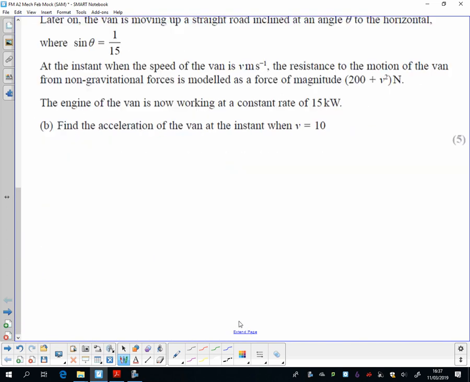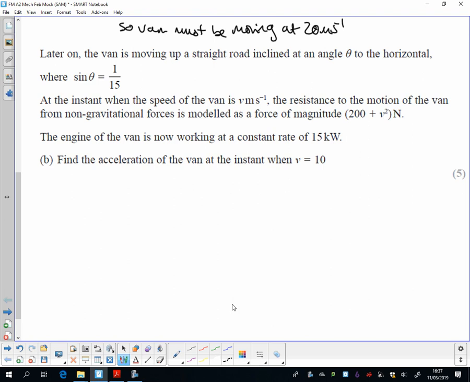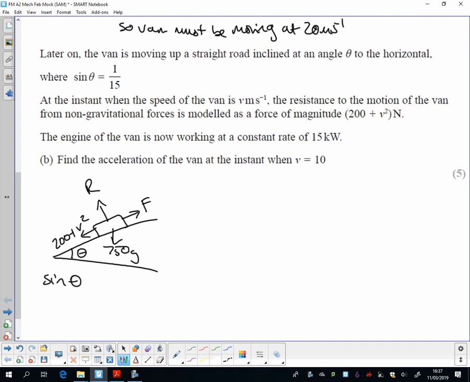Right, then we're going on to part B. Now we've got our van going up a road that is inclined at an angle. So let's have a new diagram. Okay, and the resistance is exactly the same as before. Okay, and now it's working at a rate of 15,000 watts. And we want to find the acceleration when v equals 10.